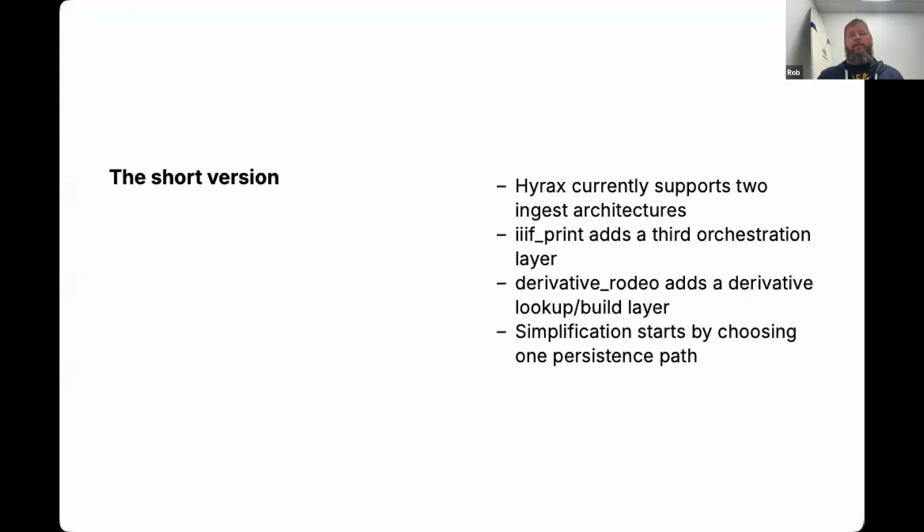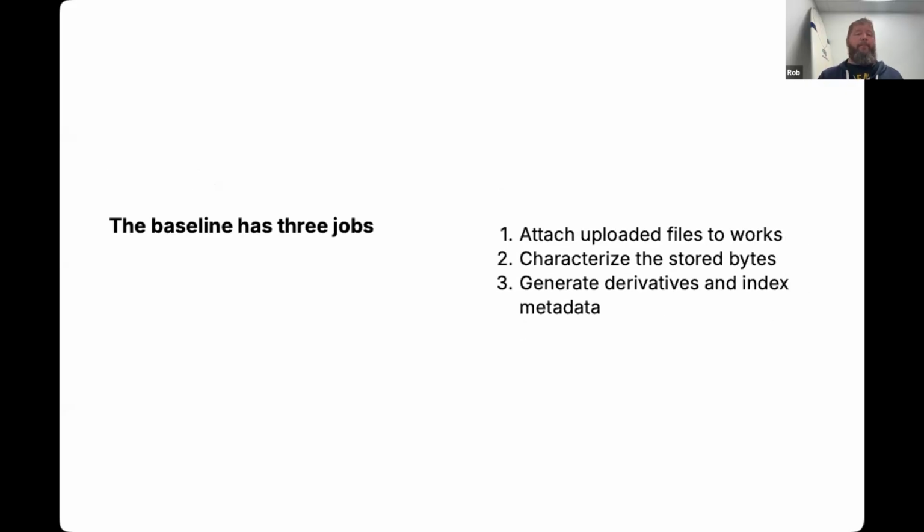So the short version is that Hyrax supports two different ingestion architectures. There's the older actor stack-based Active Fedora ingestion, and then the newer Valkyrie-based ingestion. IIIF Print is sort of a third orchestration layer on top of that. We added the Derivative Rodeo to try and solve some of the underlying problems that we were seeing with the various ingestion flows. And I think there's some real opportunity for persistence, for simplifying the stack here and taking something that is one of the harder things to get your head wrapped around when you first learn Hyrax development, and making it easier.